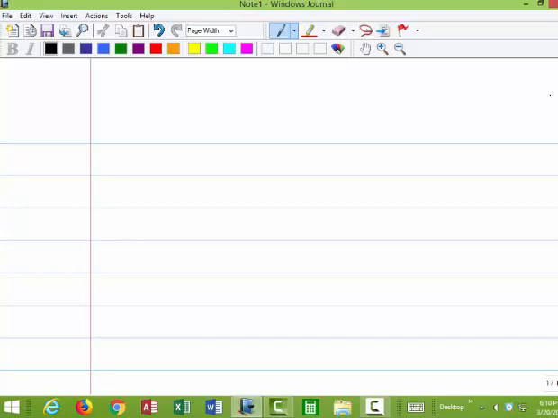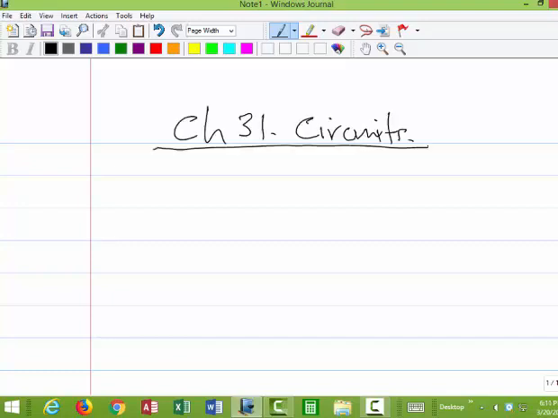So let's look at chapter 31. So let's start with that. The basic idea is that a circuit is a closed loop.